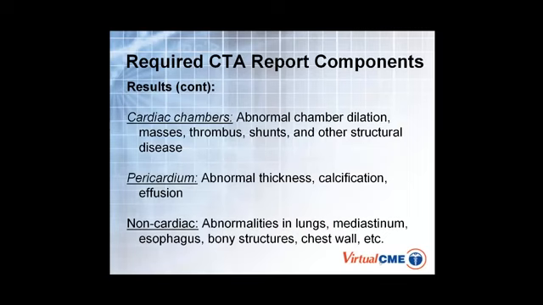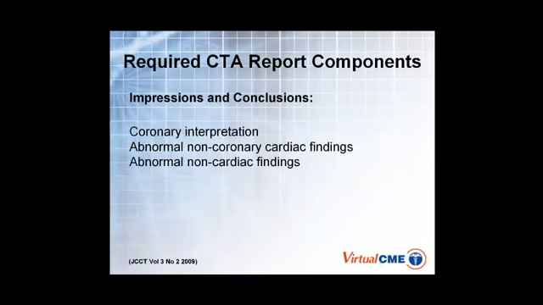The pericardium is nicely visualized, so if there's an abnormal thickness, calcification, presence of a pericardial effusion, of course, essential parts of your report, and then anything in the non-cardiac portion of the scan. A lot of these scans are not full chest, so you're going to miss the apices of the lungs, and you may have some of the lateral walls cut out in the viewing field. But if you do see abnormalities in the lungs, such as masses, anything in the mediastinum, an esophagus problem like we described in that first case, or bony structure changes in the chest wall, those should all be included as part of the report. And then finally, the impression and conclusions.